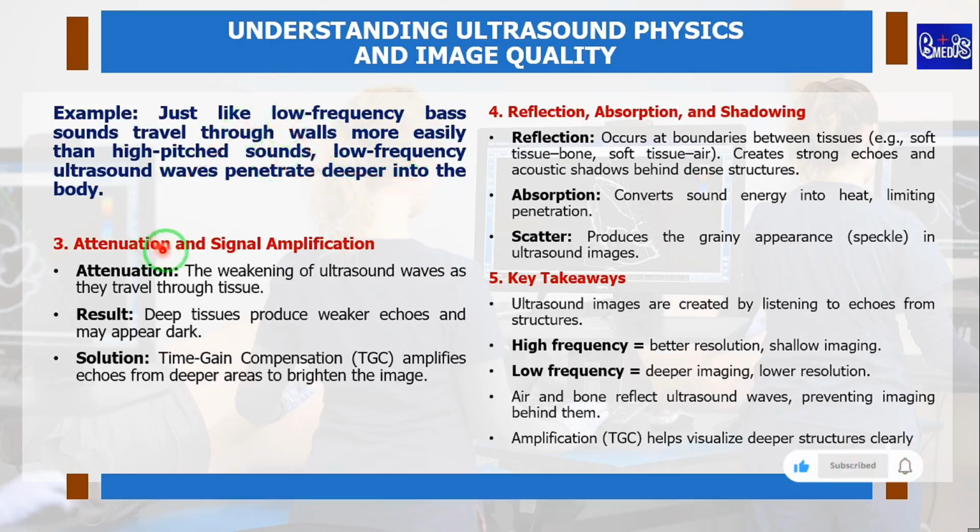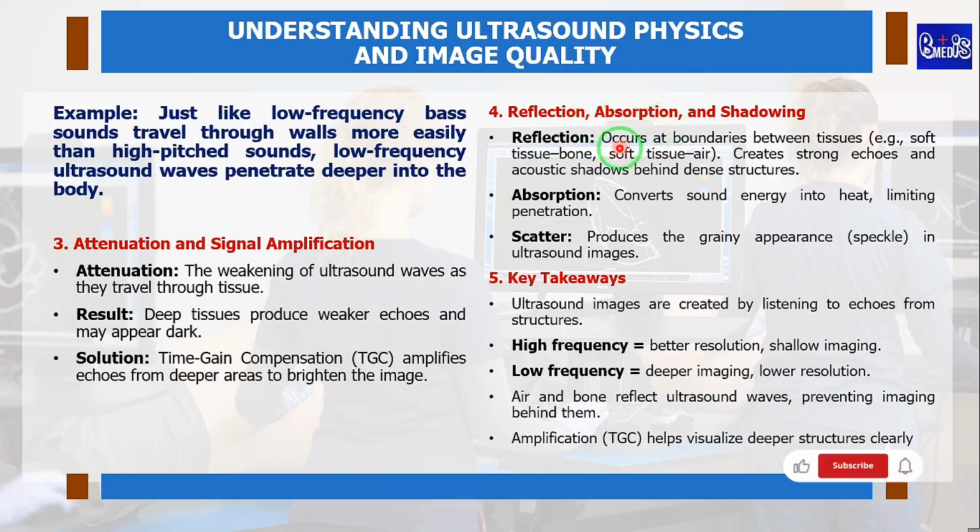Let's now look at attenuation and signal amplification. Attenuation is the weakening of ultrasound waves as they travel through tissues. The result of this is that deeper tissues produce weaker echoes and may appear dark. The solution is the time gain compensation, the TGC, which helps to amplify echoes from deeper areas to brighten the image.